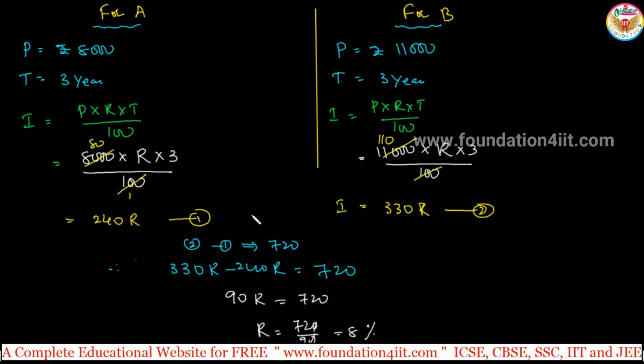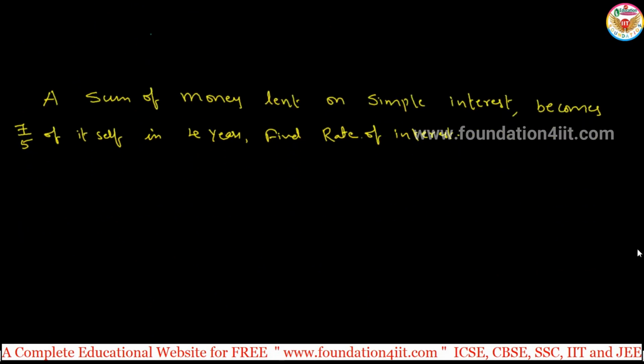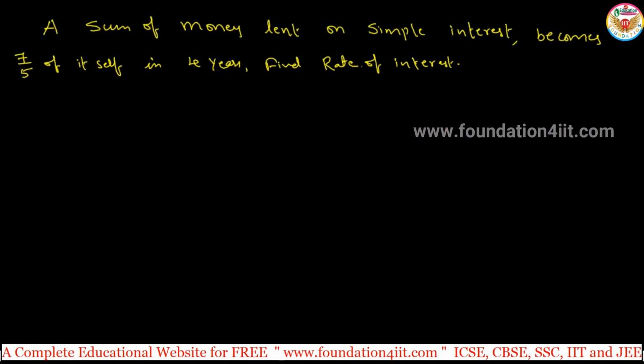Right? 8%. So this is the way we can solve. First find out separately, then calculate. One more sum I'll show you. An alternate method I'll explain for this question. I already wrote it here. A sum of money lent on simple interest becomes 7 by 5 of itself in 4 years. So find the rate of interest.